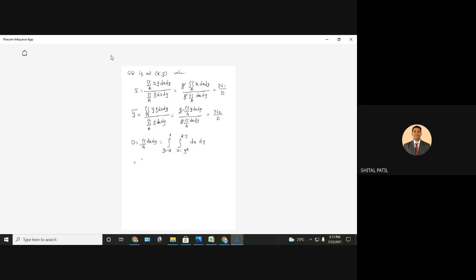Integration with respect to x. Integrate. So y equal to -2 to 1, 2 minus y minus y square dy. 2y minus y square by 2 minus y cube by 3.